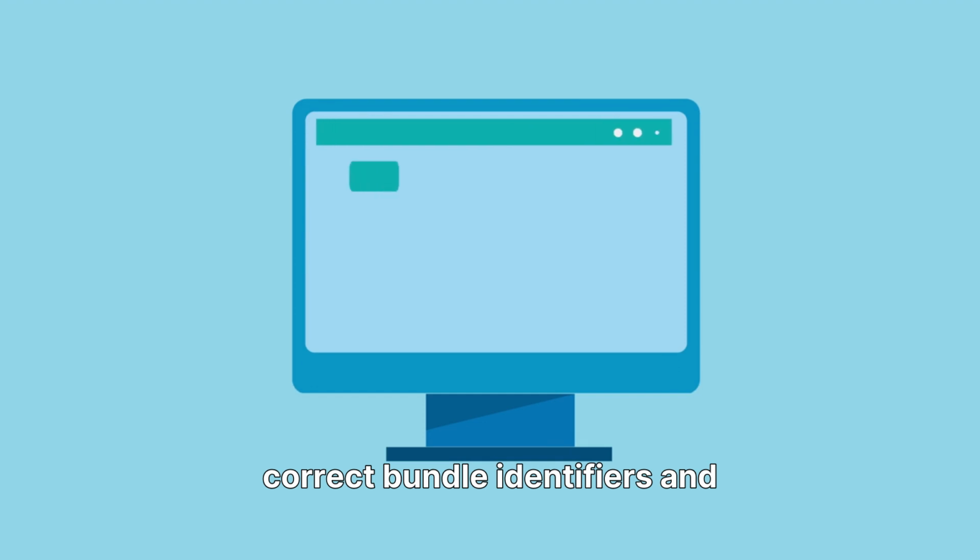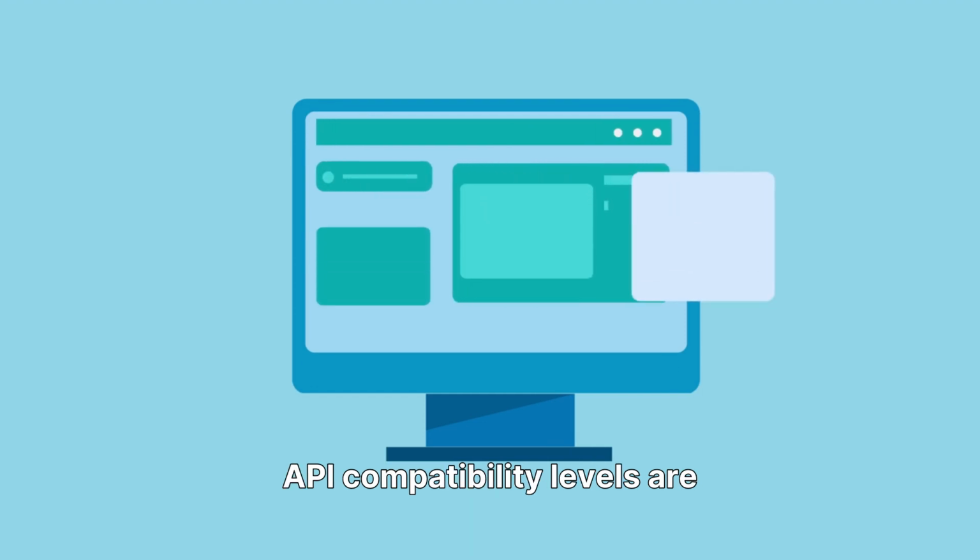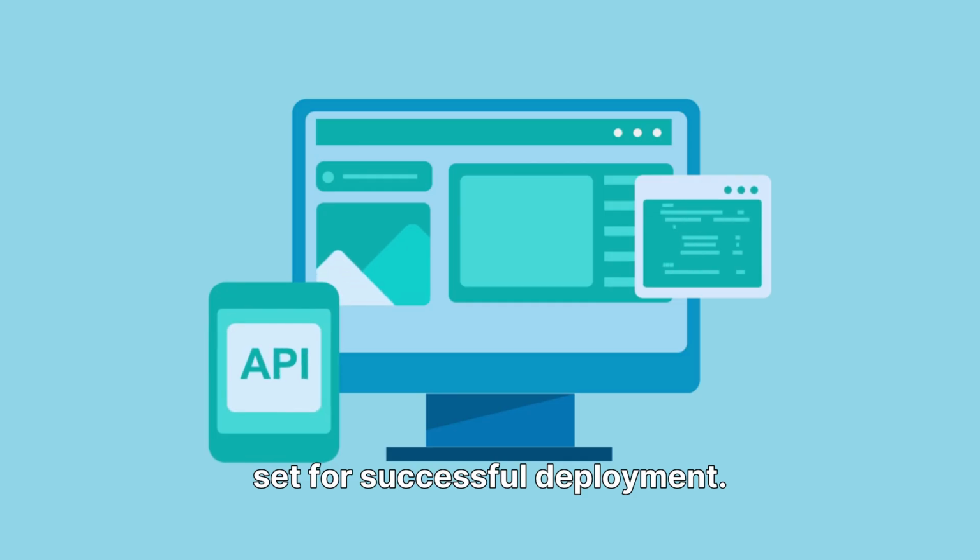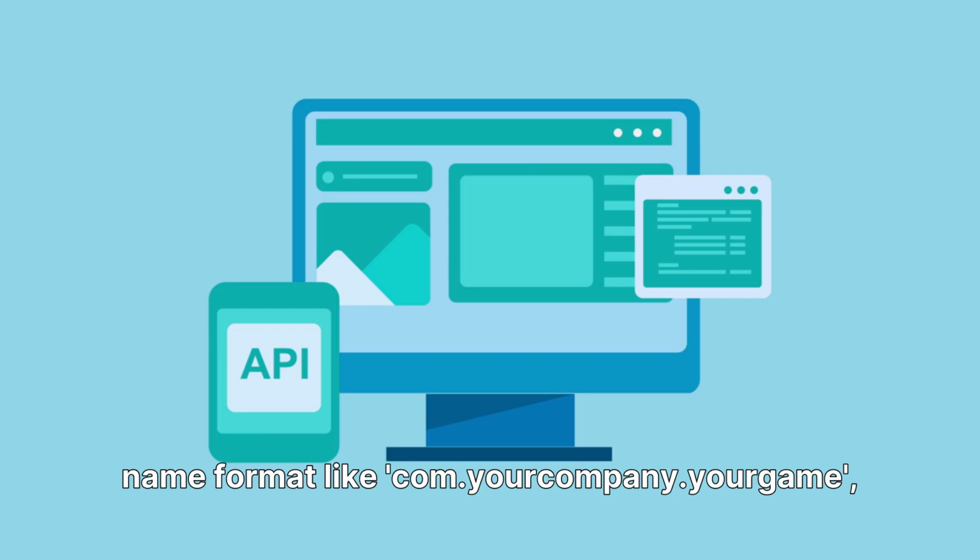For mobile platforms, ensure correct bundle identifiers and API compatibility levels are set for successful deployment. The bundle identifier, often in a reverse domain name format like com.yourcompany.yourgame, uniquely identifies your application on app stores. API compatibility levels dictate which versions of the operating system your app can run on. Incorrect settings here can lead to rejection from app stores or runtime issues on user devices.